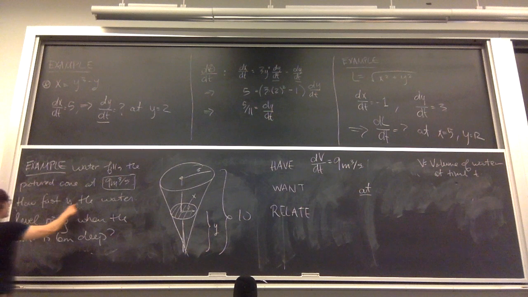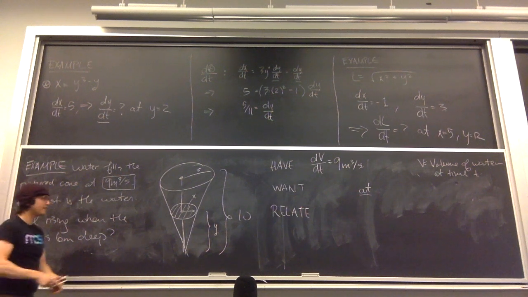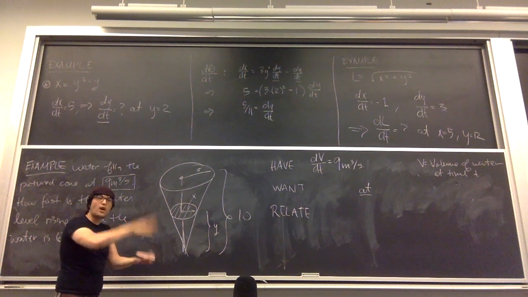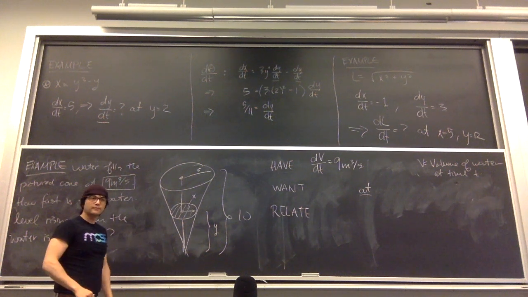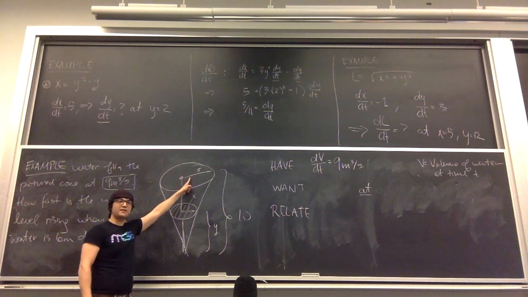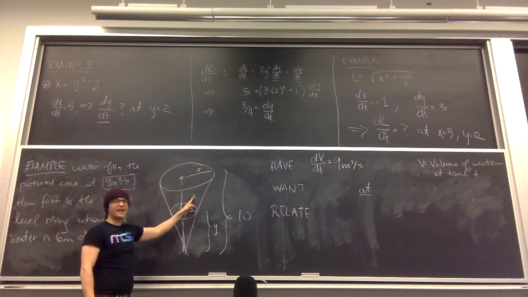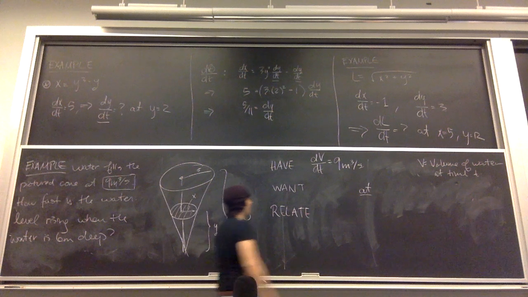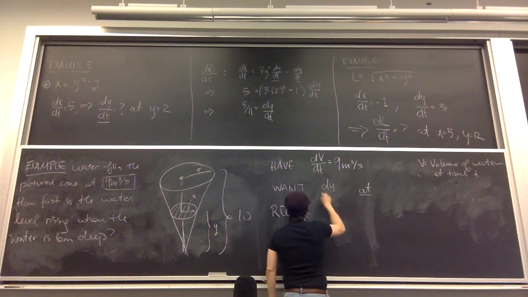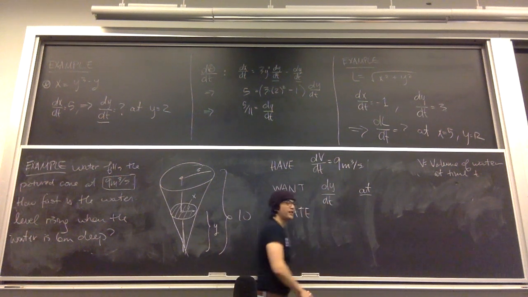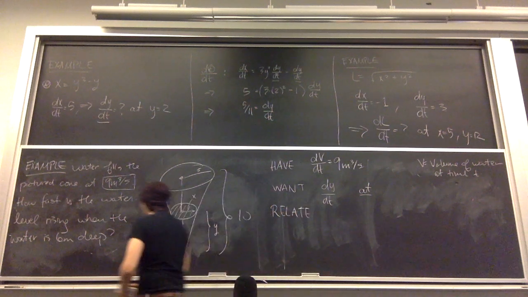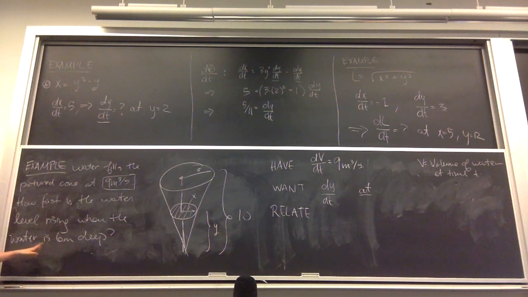Okay, so what do we want? How fast is the water level rising? Okay, so what variable here is the thing that's measuring the water level? Well, let's go through each of them. Is this 5 the water level? How about this x? Is this the water level? How about this y? Okay. So I want to know how fast the water level is changing, right? The rate of change of the water level with respect to time when the water is 6 meters deep.